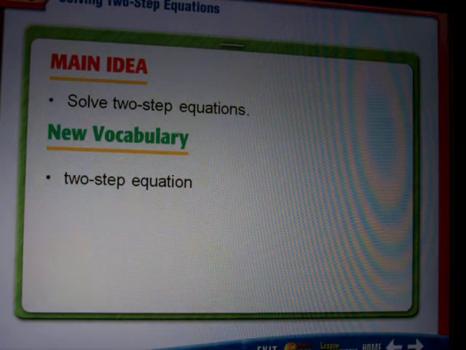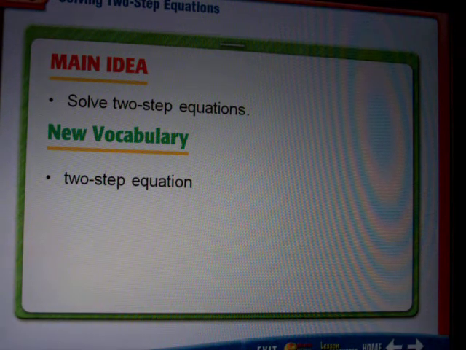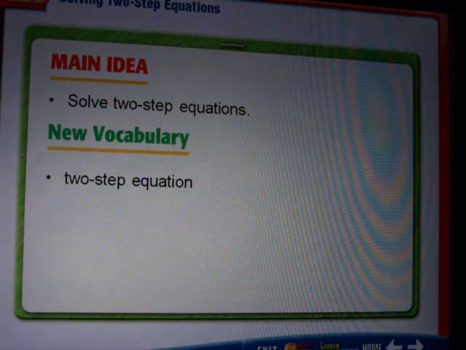So the first vocabulary is, what is a two-step equation? Well, a two-step equation is one where you've got, let's say, 2 different kinds of operations in the same equation. So you can have an addition and a multiplication, you can have subtraction and division, you could have addition and then subtraction, or subtraction and then division. There's just lots of different combinations you can have with those two-step equations.